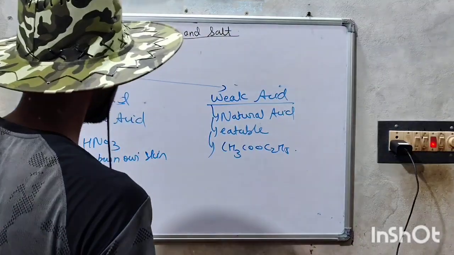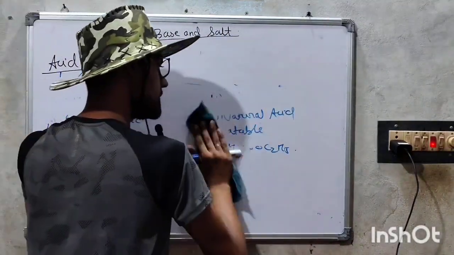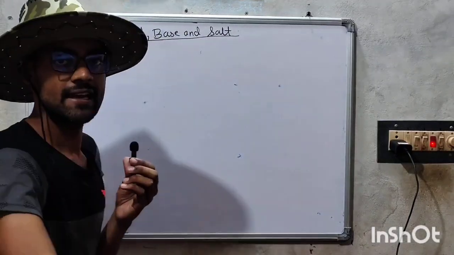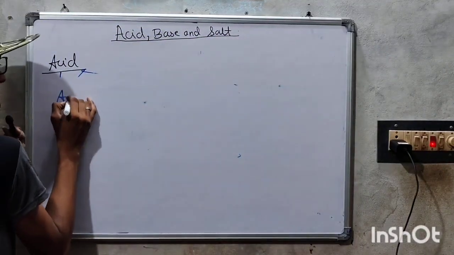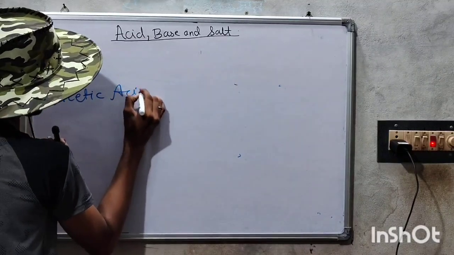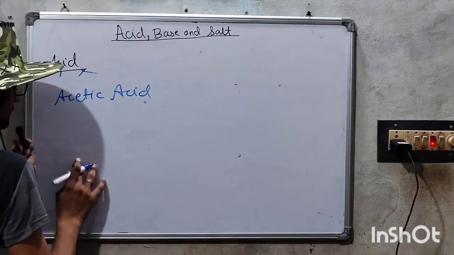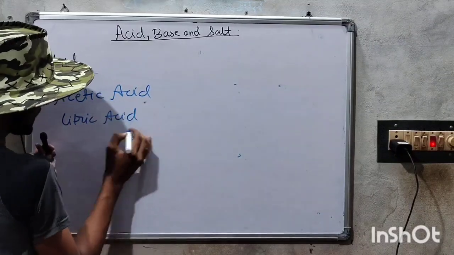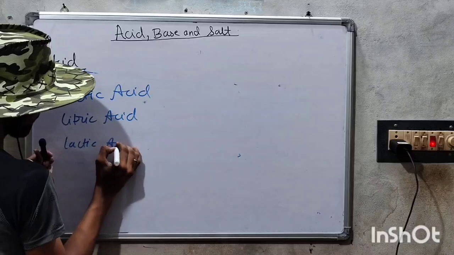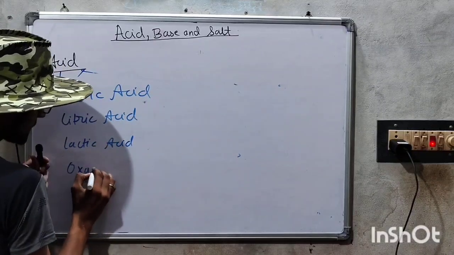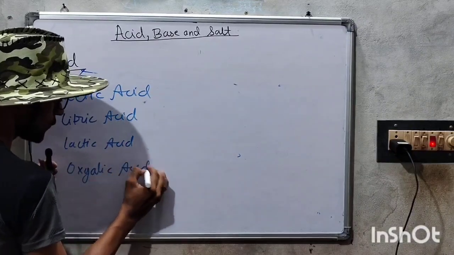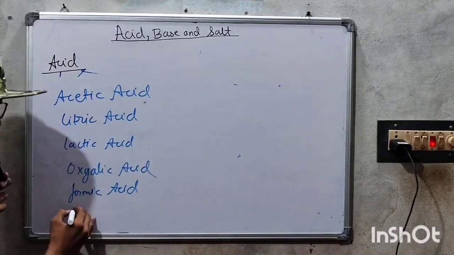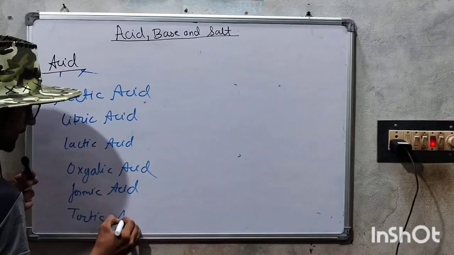Now we are going to discuss some important acids. The first one is acetic acid, then citric acid, lactic acid, oxalic acid, formic acid, and the last one is tartaric acid.